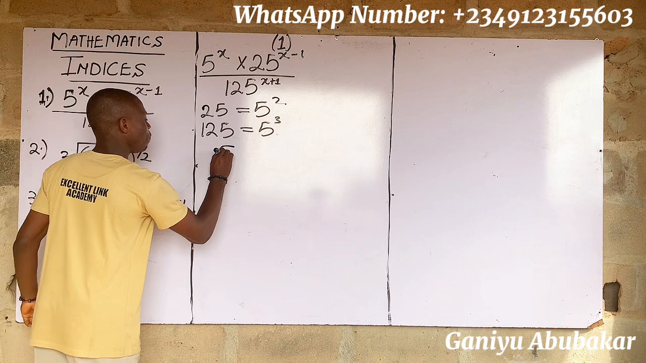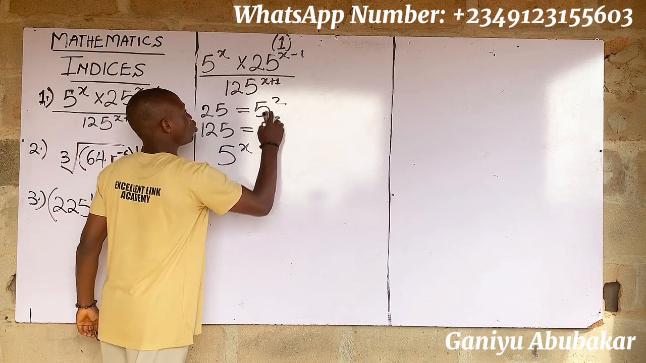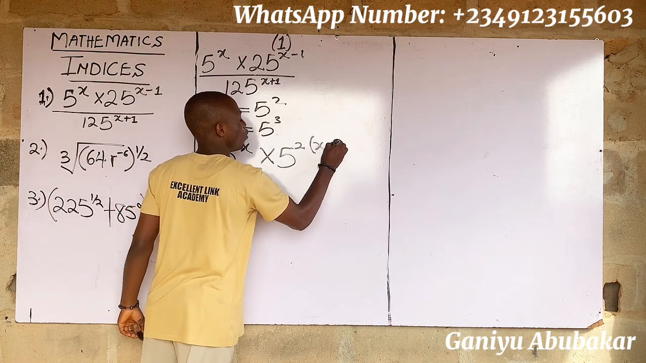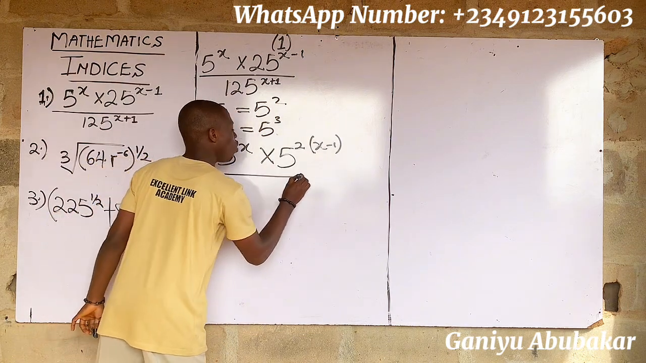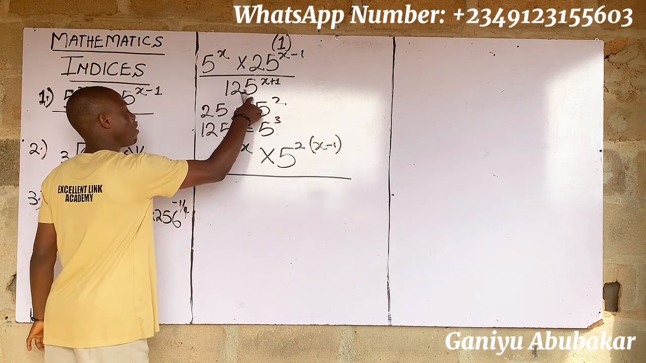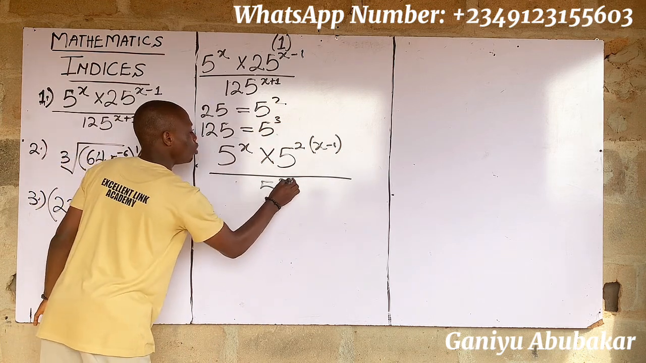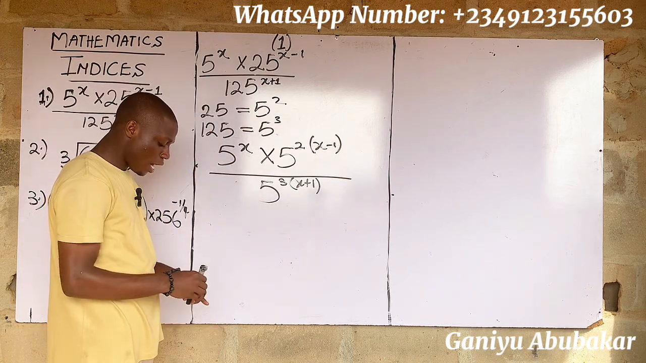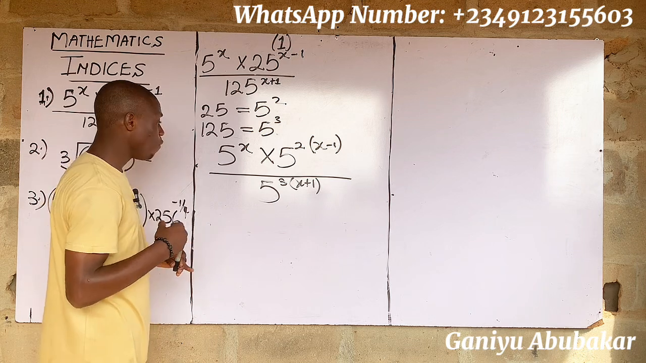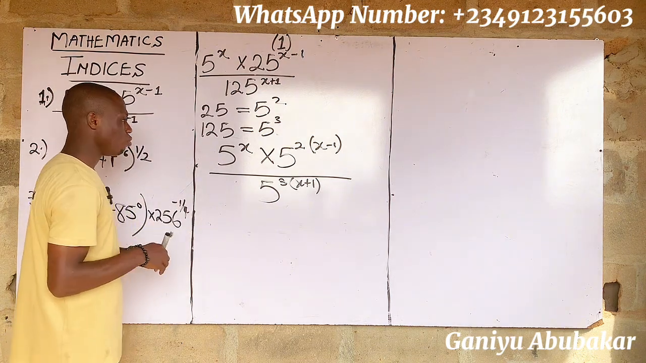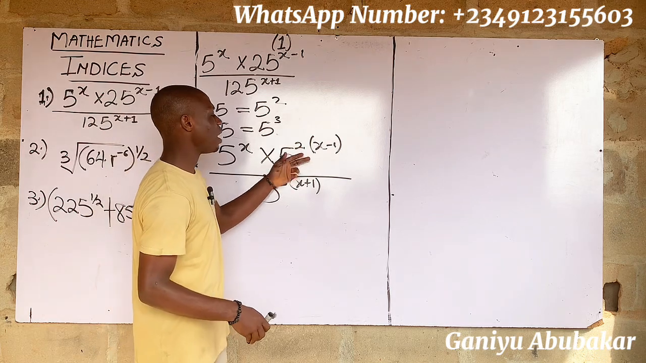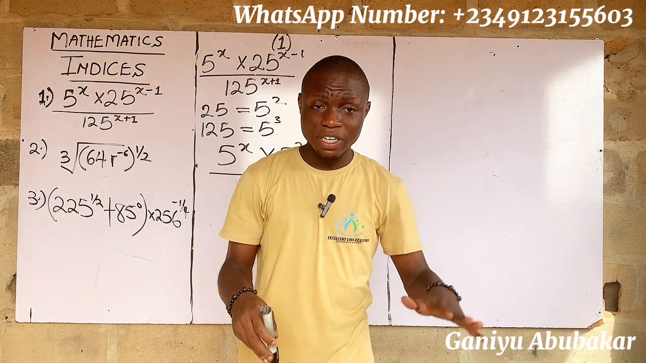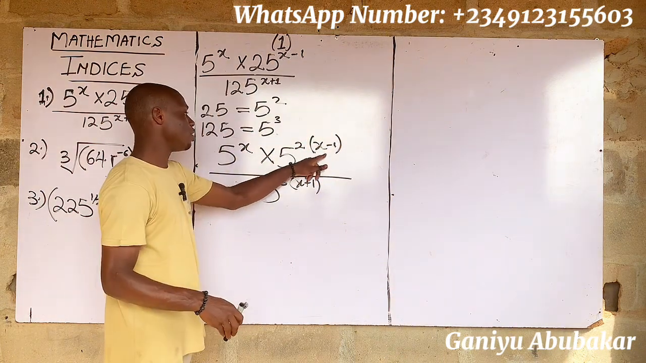So this gives 5 to power x times 25, which is 5 squared into x minus 1. So I have this all over, this is 125, that's 5 cubed into x plus 1. At this point now, what's my obviously next task? My next task is quite simple. Observe this one now. It is telling me a law of indices here. This becomes a power law of indices, right?